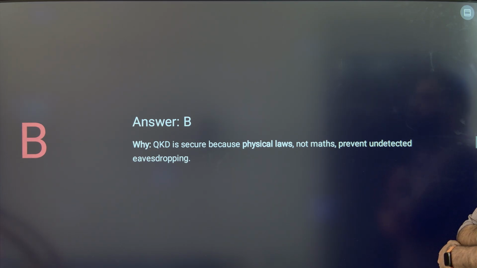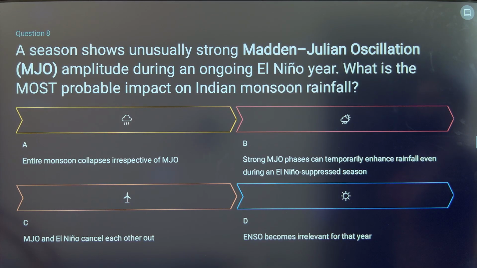Moving on to question number 8. A season shows unusually strong Madden-Julian oscillation amplitude during an ongoing El Nino year. What is the most probable impact on Indian monsoon rainfall? Again, understand this carefully. A season shows unusually strong Madden-Julian oscillation amplitude during an ongoing El Nino year. What is the most probable impact on Indian monsoon rainfall for this?